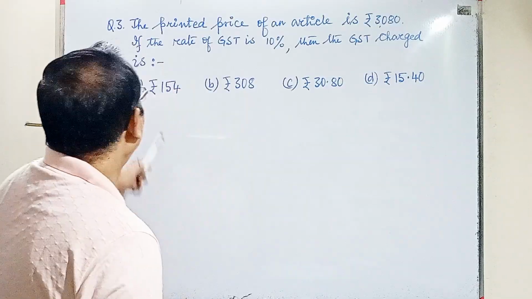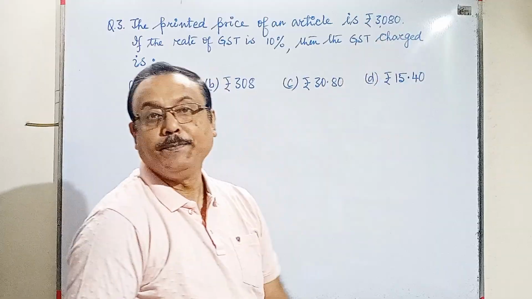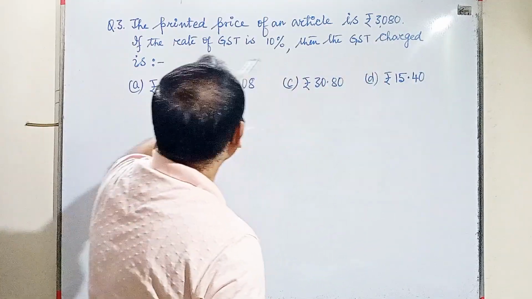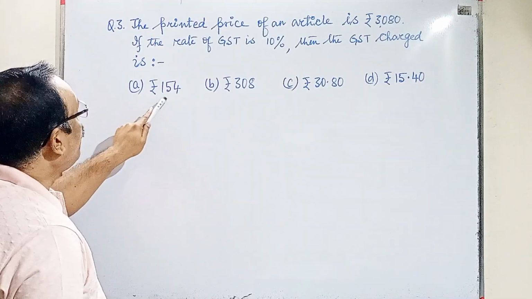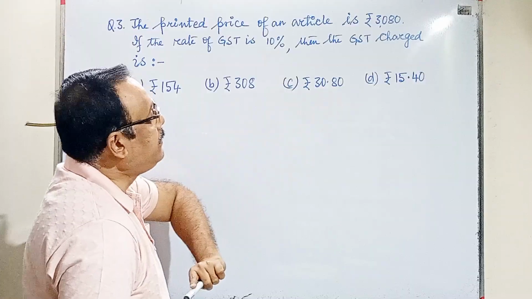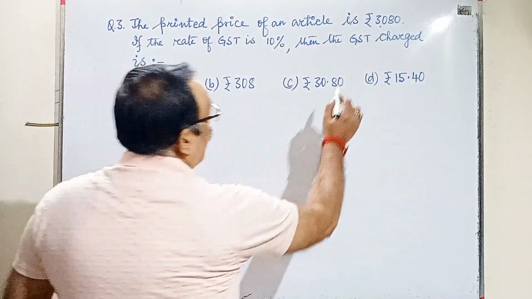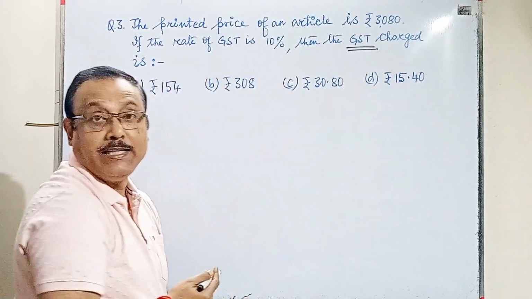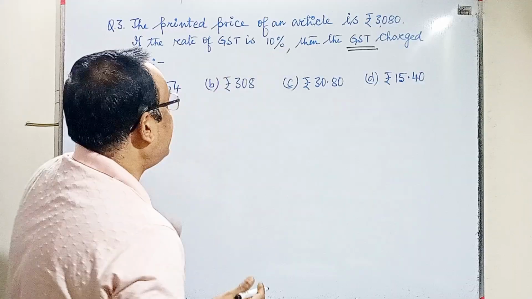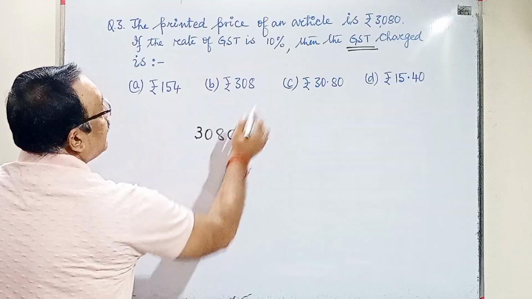Question number 3. The printed price of an article is rupees 3,080. If the rate of GST is 10%, then the GST charged is: A, rupees 154; B, rupees 308; C, rupees 30.80; D, rupees 15.40. Now you must note GST is asked, meaning total GST, not CGST and SGST separately. So that means the entire 10%. The price is 3080.